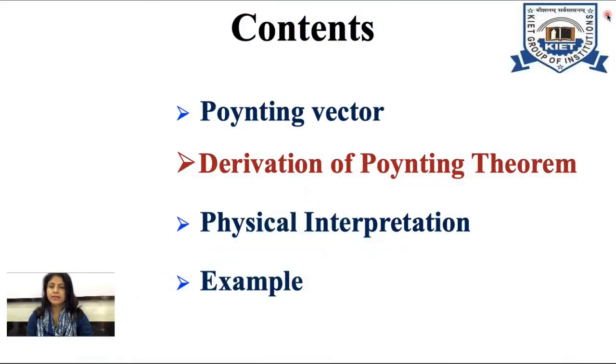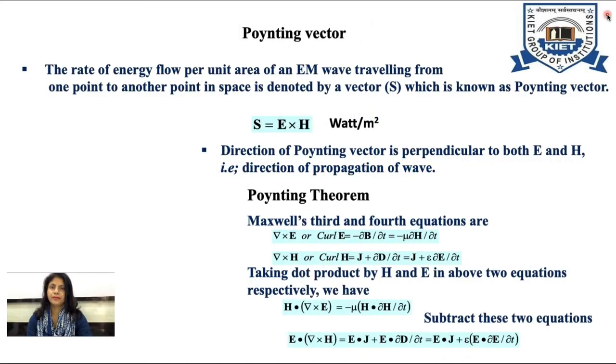Today my topic is Poynting Vector and Poynting Theorem, which includes the Poynting Theorem, derivation of the Poynting Theorem, physical interpretation and then an example. What is Poynting Vector? The rate of energy flow per unit area of an electromagnetic wave traveling from one point to another point in space is denoted by a vector which is known as Poynting vector.